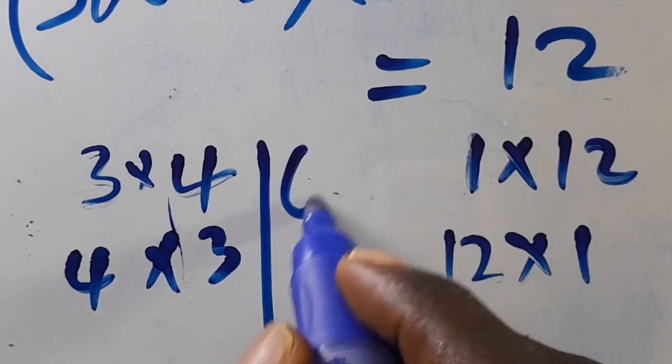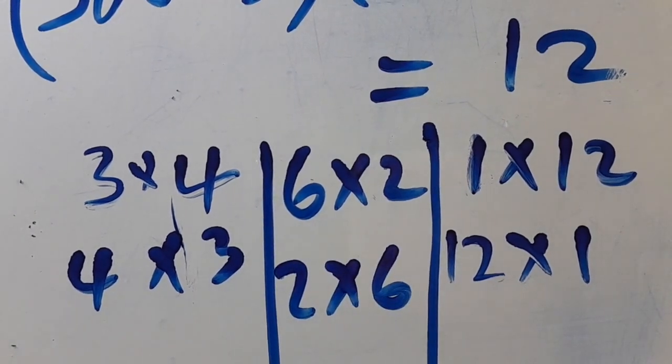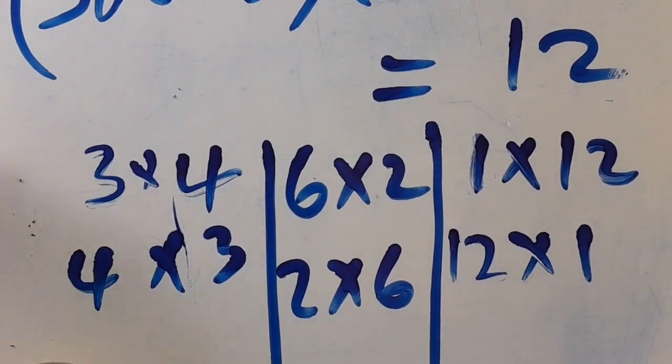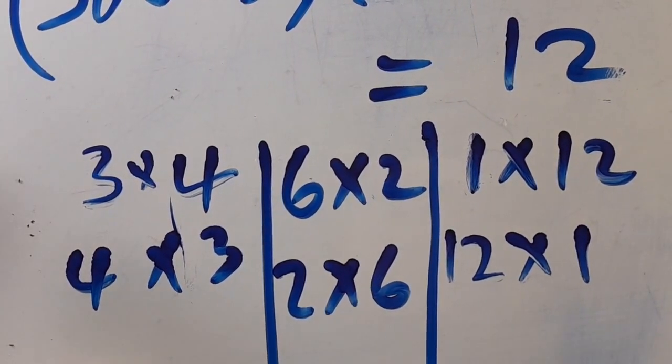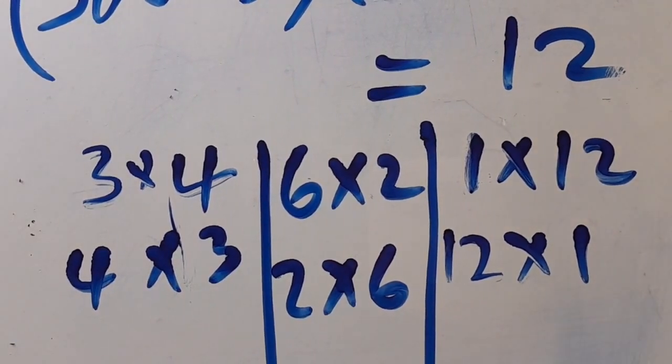We can have 6 times 2 will give us 12. We can have 2 times 6 will give us 12. So all this, if we are to consider the positive integers, all this will give us 12. Now let us consider it one after the other.